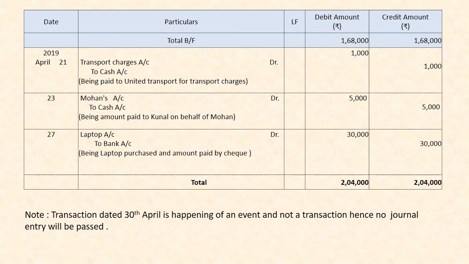Payment is made to Kunal for Mohan. Therefore, Mohan is concerned party to the business. Hence, in this transaction, Mohan is receiver. Therefore, Mohan's account is debited and cash goes out. Therefore, cash account is credited. Hence, write journal entry: Mohan's account debit 5,000 to cash account 5,000. Narration in bracket being amount paid to Kunal on behalf of Mohan.